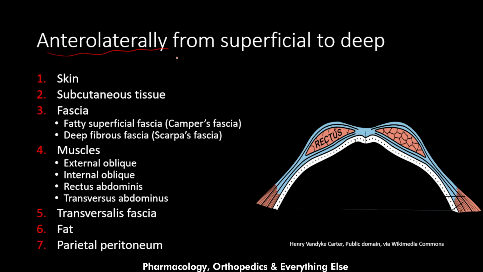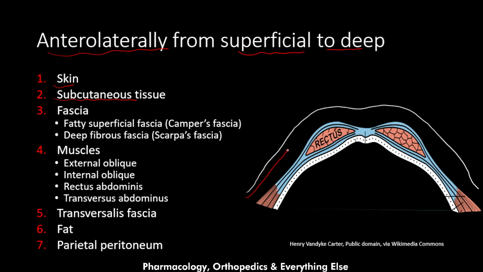Regarding the anterolateral anatomy from superficial to deep, starting with the skin, this is the most superficial layer. So let's draw the skin in the white color. So this is here the skin of the abdominal wall. And then after the skin, we have the subcutaneous tissue, which we will draw in red. So it comes after the skin, the subcutaneous tissue, like that.